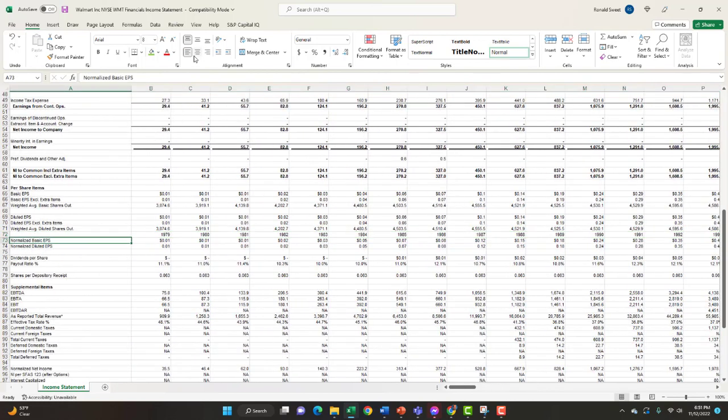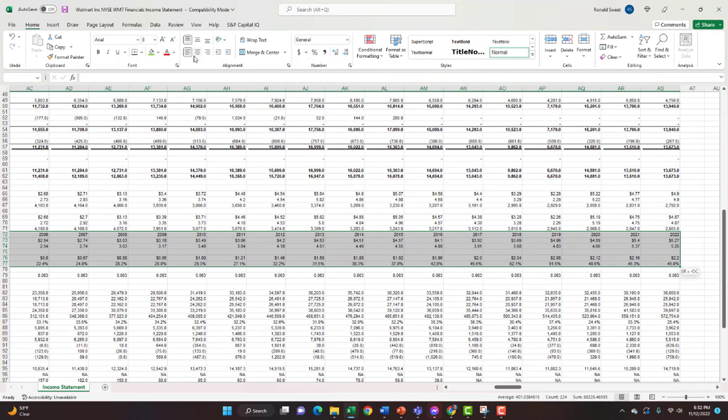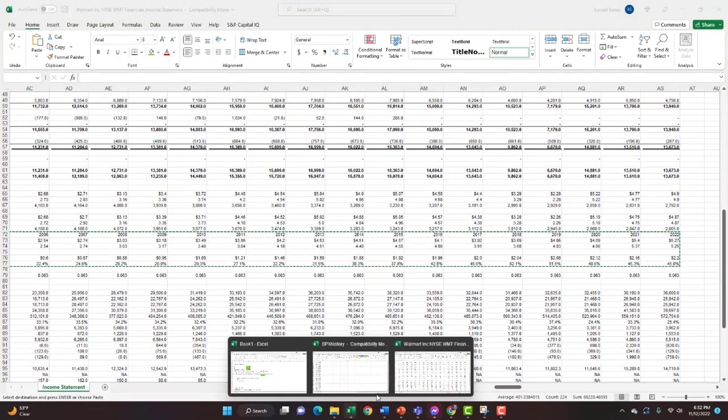I've got their earnings per share, their diluted earnings per share, and their dividends per share. So I'm just going to bring all those over. They even show the payout ratios. So those are all things we need. So you can use Capital IQ to get a lot of this data.